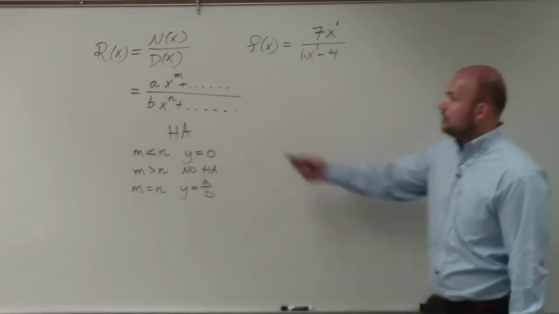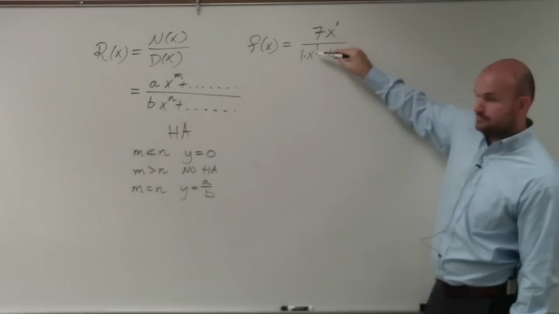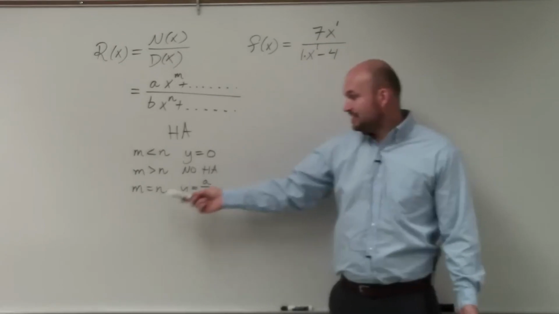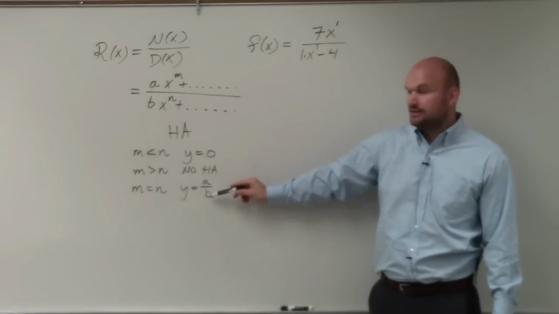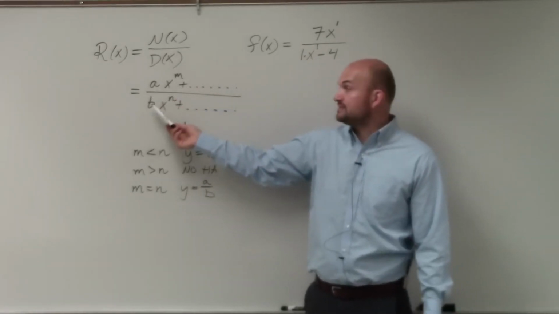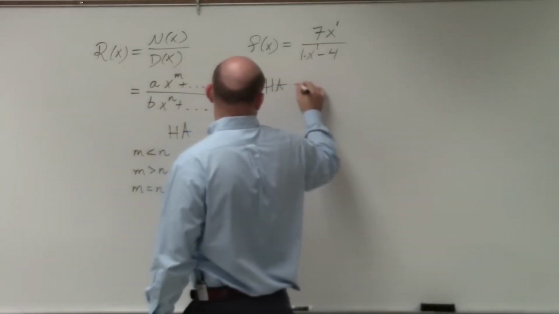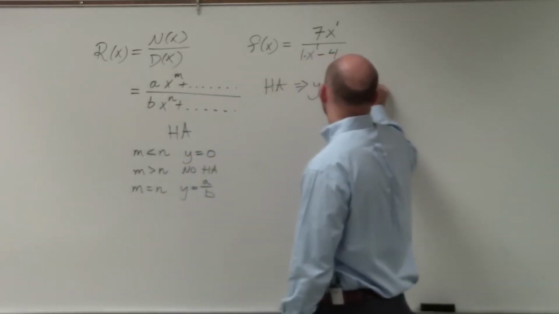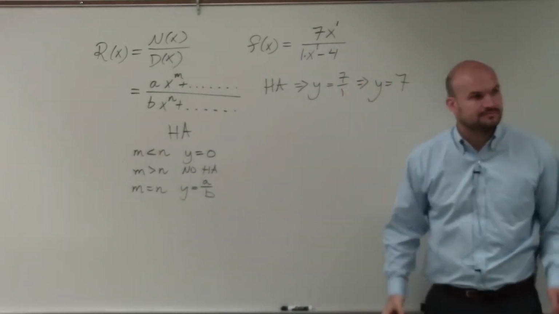So we look at this. We know that m and n represent our degrees. Our two degrees are 1 and 1. Well, those degrees are exactly the same. So the horizontal asymptote is going to be the quotient of your leading coefficients, which are a and b. a represents the leading coefficient of the numerator. b represents the leading coefficient of the denominator. So therefore, you can see that my horizontal asymptote in this case is y equals 7 over 1, which is y equals 7.